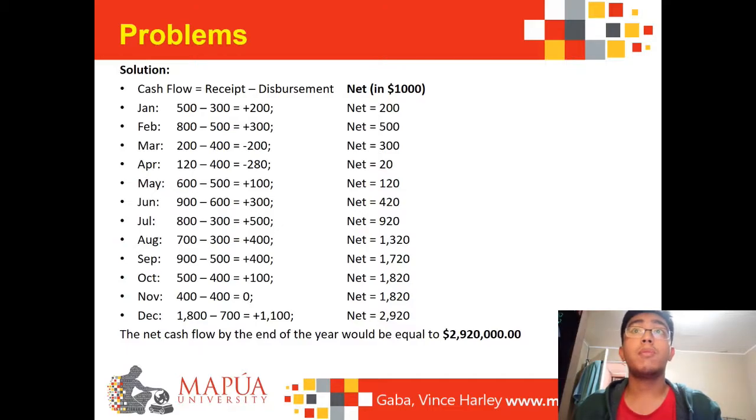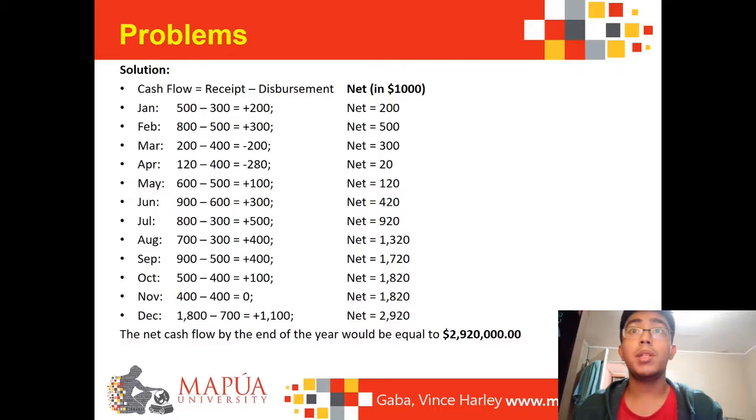So for March, it will be 200 minus 400, which will give us a negative 200 cash flow, resulting in a net cash flow of 300. For April, it will be 120 minus 400, which will be equal to a negative 280 cash flow, which will be equivalent to a 20 cash flow. For May, it will be 600 minus 500, which will be equivalent to a positive 100 cash flow, which will be equivalent to a net cash flow of 120.